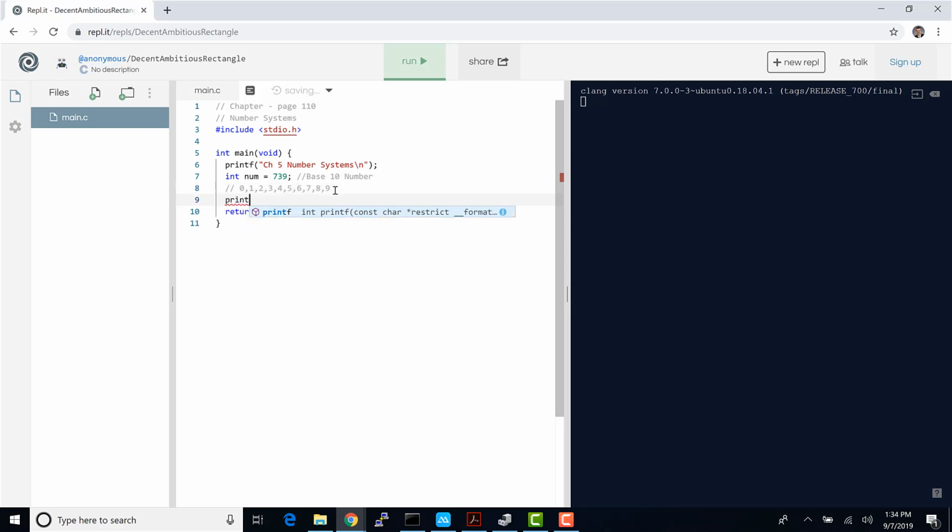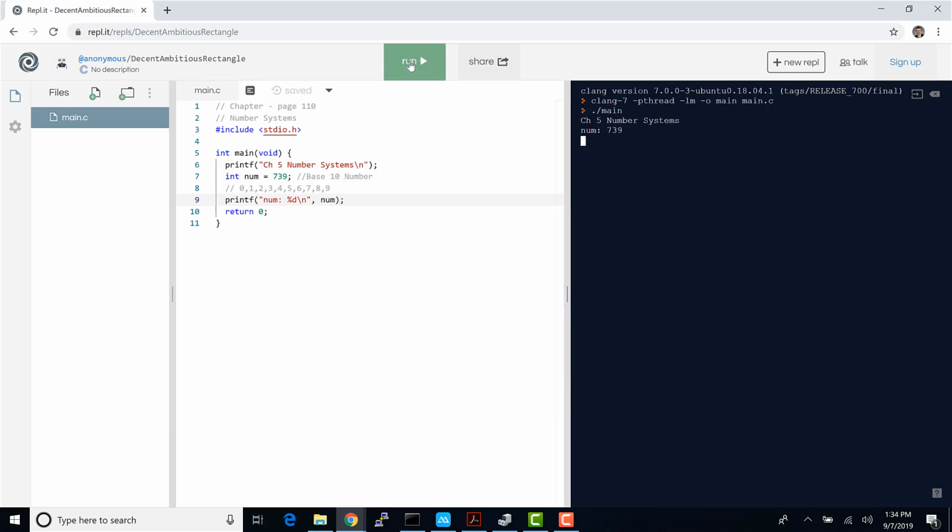And in fact, if we said printf and we said num is %d \n, and we print out the value of num, if I click and run that, no surprise, it is 739. But when you look at what that really means, it really means taking the value of 9 and multiplying it by 10 raised to the 0 power. So that would actually give us the value of 9, because 10 to the 0 is 1.